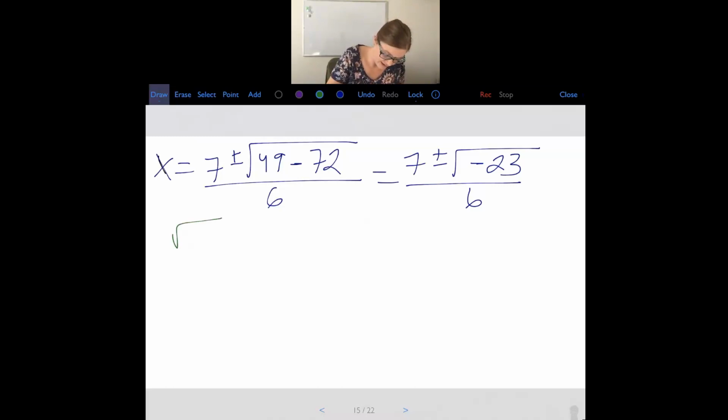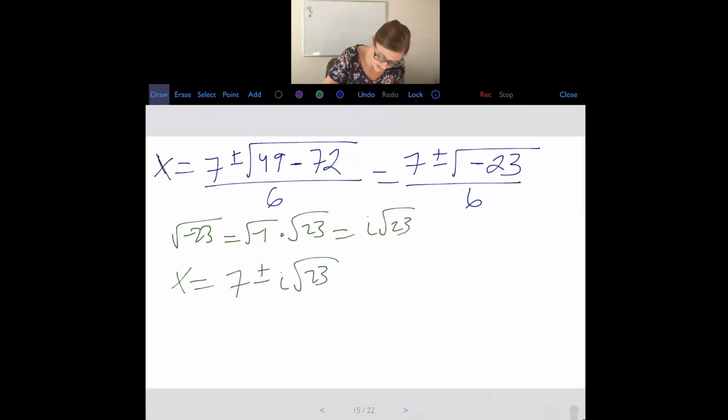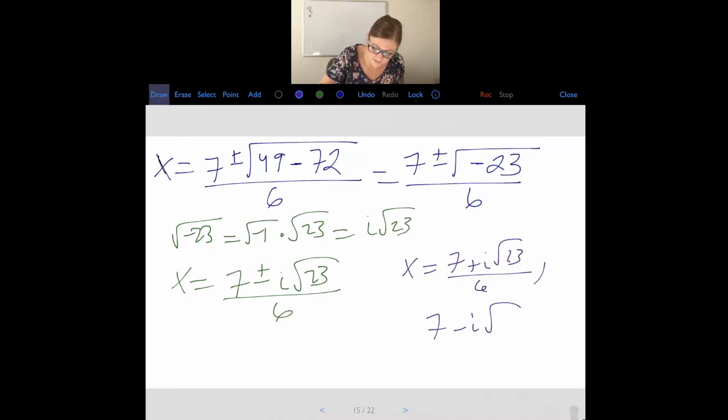Okay, so the square root of negative 23 is equal to the square root of negative 1 times the square root of 23, which is i square root 23. So x is equal to 7 plus or minus i square root of 23 over 6. As two answers, this is 7 plus i square root 23 over 6, and 7 minus i square root 23, all divided by 6.